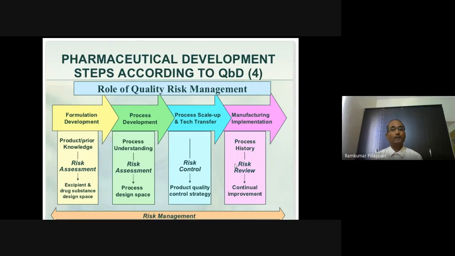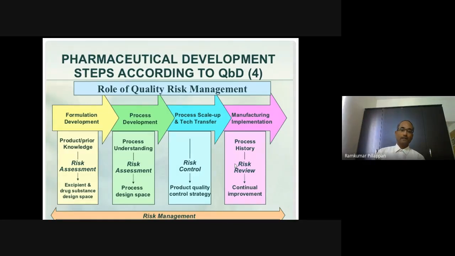Then comes the process scale-up. See, this is where many academicians or institutions lack, that they develop a small scale, 1,000 tablets or 100 tablets, and then stop there, because there is no way they can scale up to a 10x or 100x batch size. If you manufacture 1,000 tablets in your R&D, you are at least supposed to make a 100x batch to ensure that it is scalable. Scalable means making a bigger batch without any major change of profile from R&D.